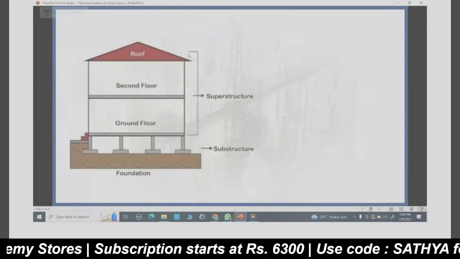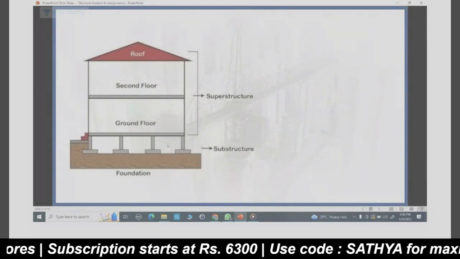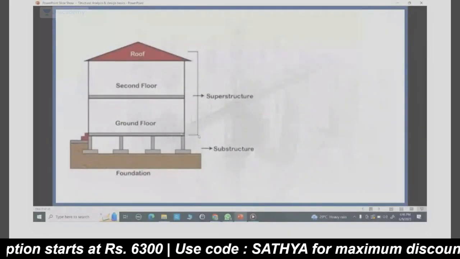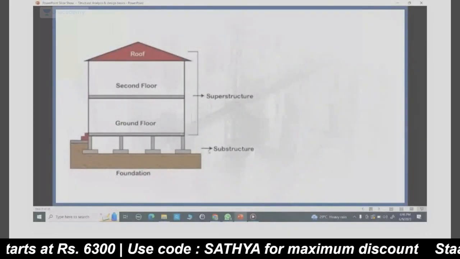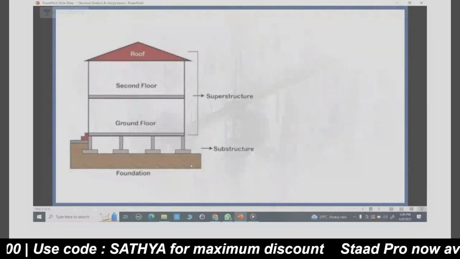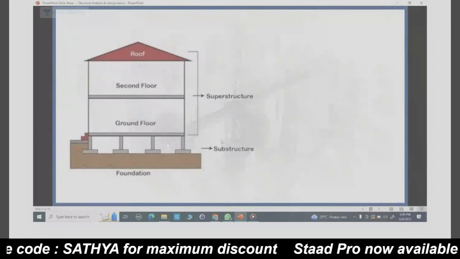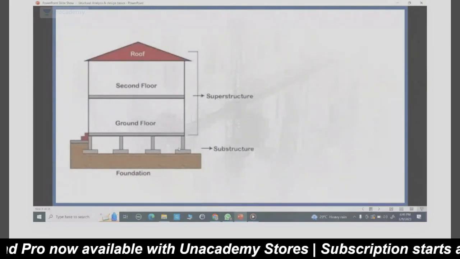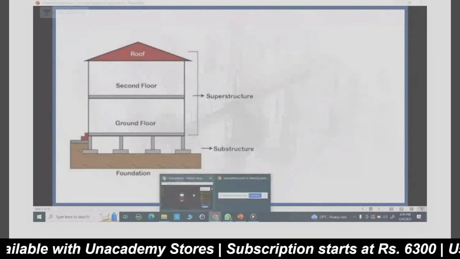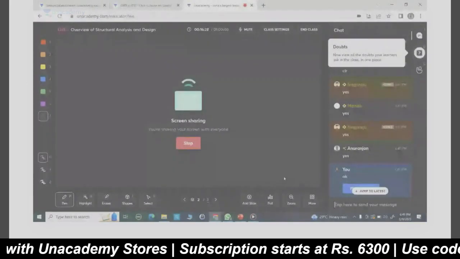So when you take a structure, the structure which comes below the ground level, that is called substructure. You all must be aware of column, footing, foundation. These are all the names which are often used in structural design. You must be aware of that, I guess. Type S in the chat box if you are aware of it.